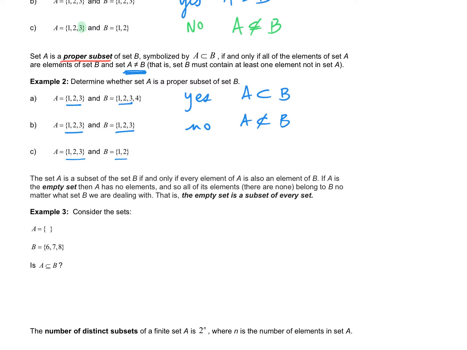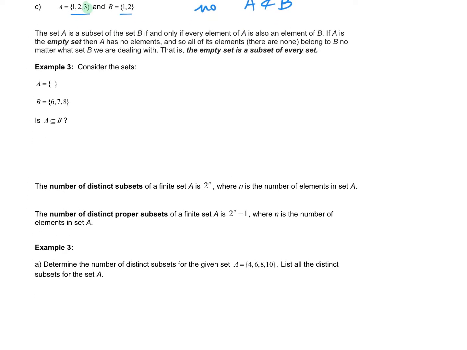1, 2, 3, and 1, 2. Well, if it's not a subset, it's not a proper subset. Okay, so right away I can say, nope, I see this again, the same 3 that we had highlighted before. That's an element in A that's not in B. Okay, so the difference between a proper subset and a subset is that equals to. Okay, if they're equal, they are not proper subsets of one another. Okay, one may only be a proper subset if every element from A is in B, but they're not equal. Okay, set A is a subset of the set B if and only if every element of A is also an element of B.